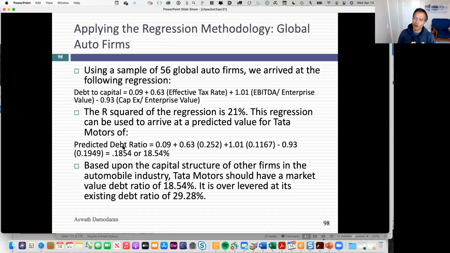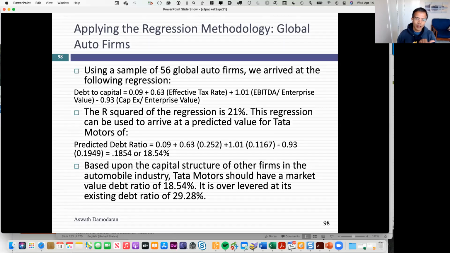You think, what does that tell me? Given how other automobile companies are borrowing money, given their debt practices, I would expect Tata Motors, given its differences on many dimensions, to have a debt ratio of 18.5%.